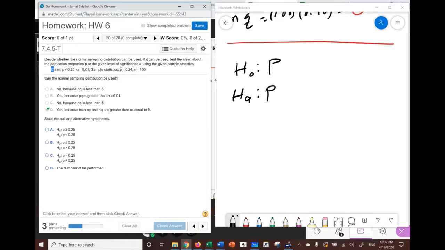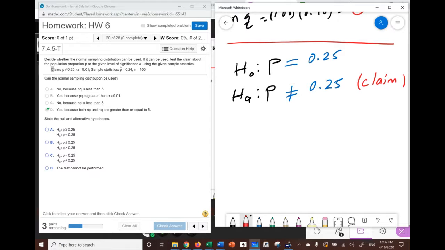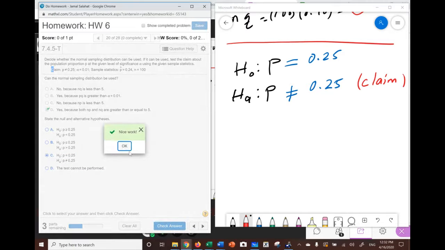So not equal means we are supposed to put not equal with HA, not H naught, and the complement or the opposite of not equal is equal. And in the claim, it says 0.25. So we put 0.25 in here and 0.25 in there. And in this case, we're going to write the word claim next to HA because they told us this is the claim. So we're going to go in here and try to find it, and it's part C, equal, not equal.